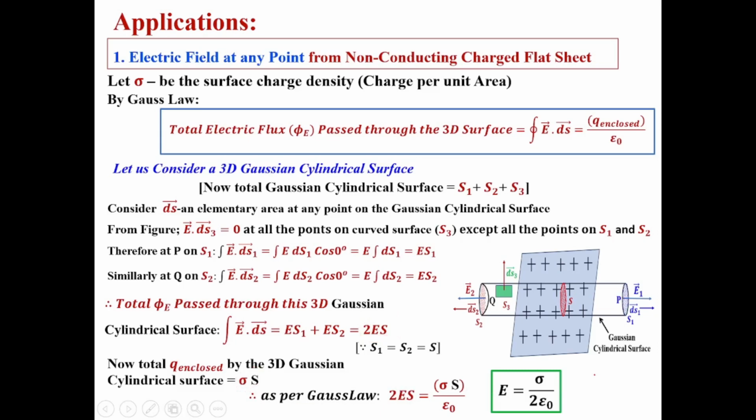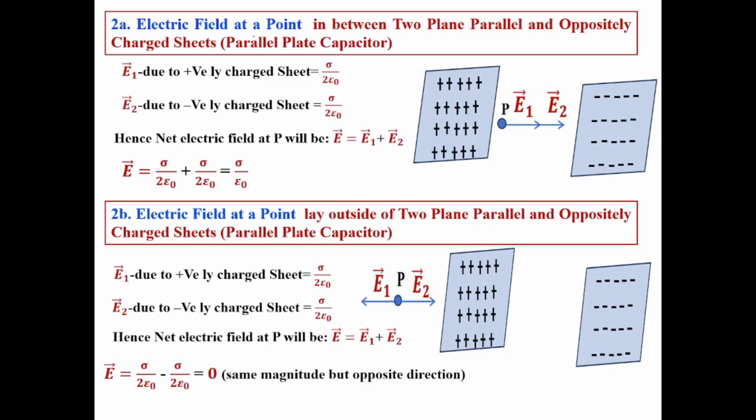Okay. Now we are going to go for the next application of Gauss law, that is your electric field at any point in between two parallel and opposite charge sheets, that is your parallel plate capacitor situation. This one is for the situation where the point is considered in between the two plates of the parallel plate capacitor, and for the other, the point is situated outside of the parallel plate capacitor. So what will the value be if the point is inside the parallel plate, or outside the parallel plate?